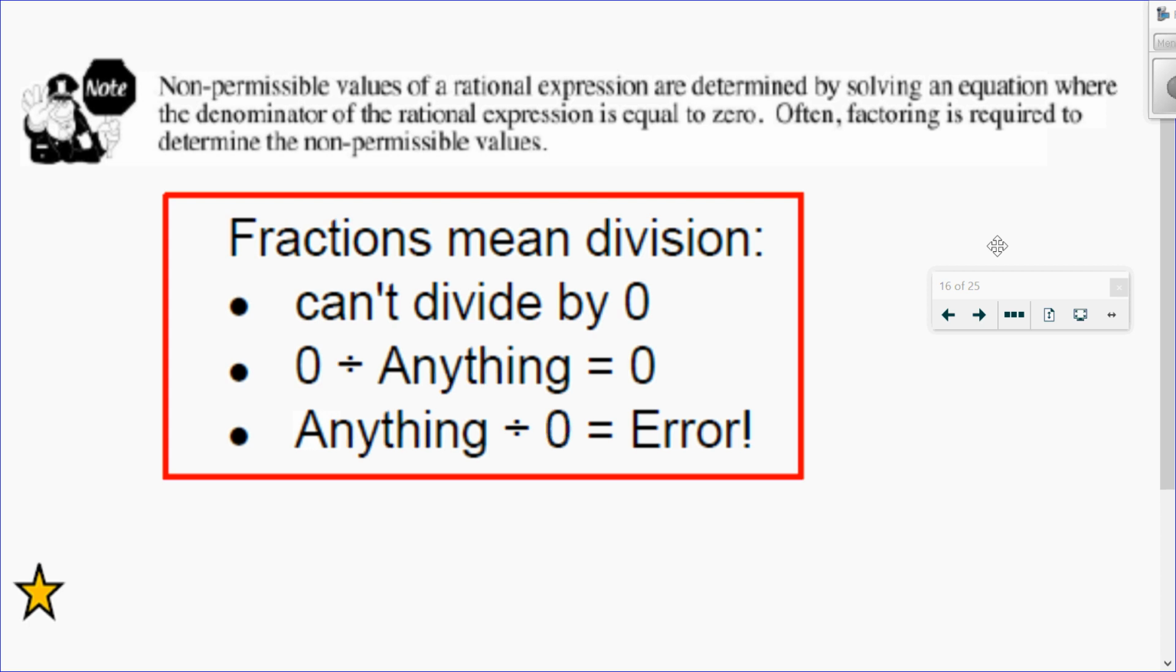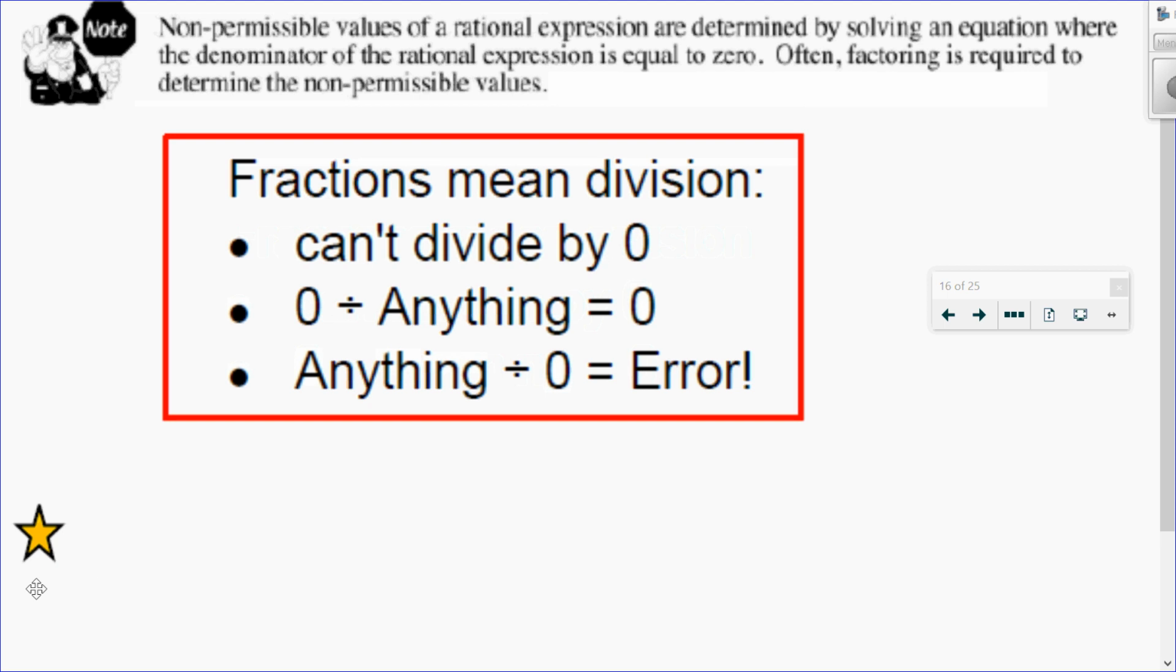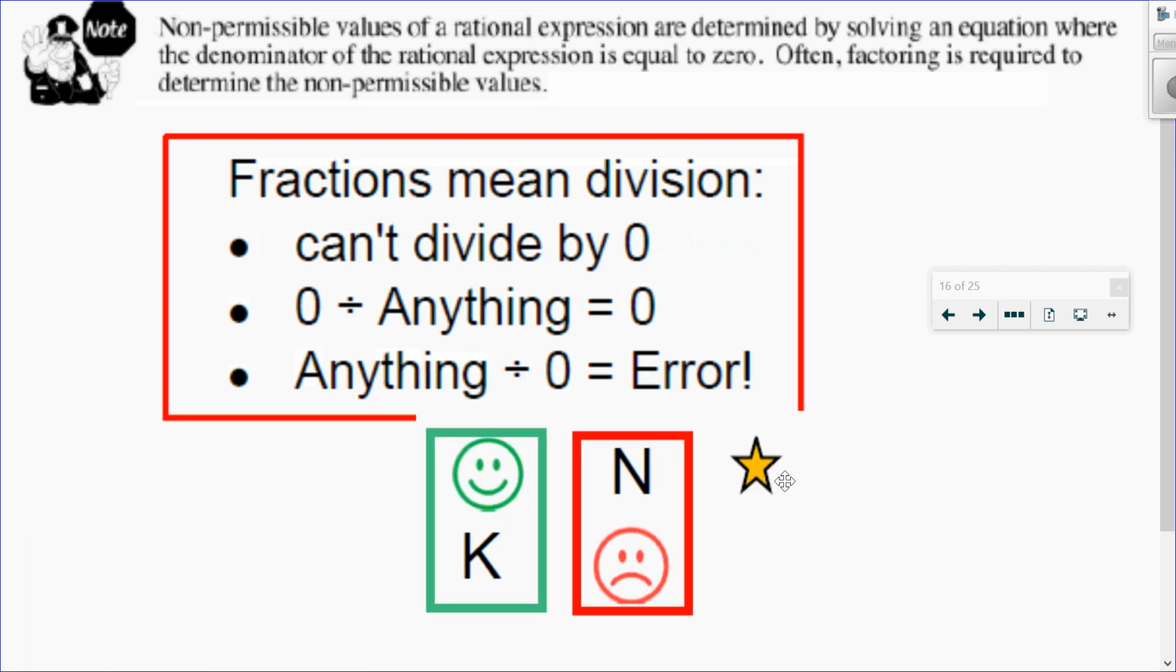Okay, so just a little note here. Non-permissible values are found by determining what makes the denominator equal to 0. So fractions, anytime you have a fraction, that means division. You can't divide by 0. You can do 0 divided by anything and get 0, but anything divided by 0 is an error. So the way that I remember that is this: it is okay to have a 0 in the numerator, but it is a big no to have 0 in the denominator.